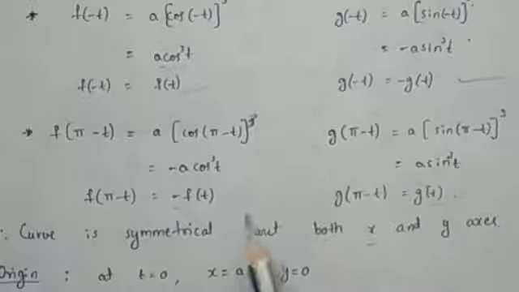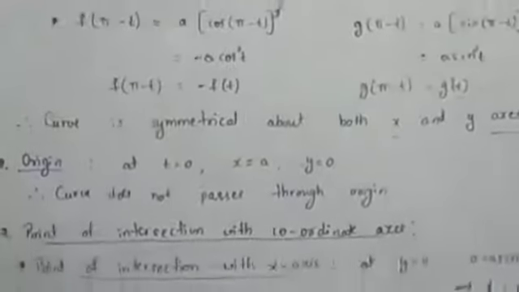The curve is symmetric about y-axis. You replace t by minus t, the curve is symmetric about x-axis. You replace t by pi minus t, the curve is symmetric about y-axis. Clearly, we say the curve is symmetric about both x and y-axis. The next point is the origin.